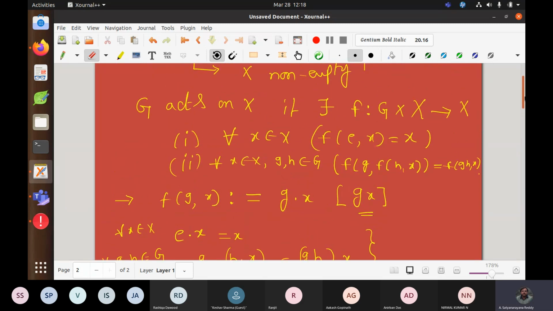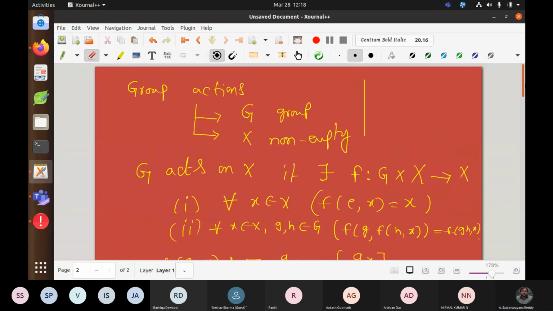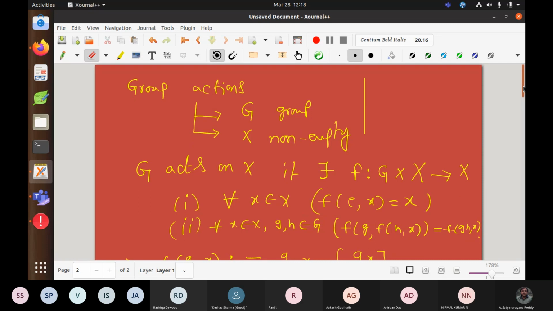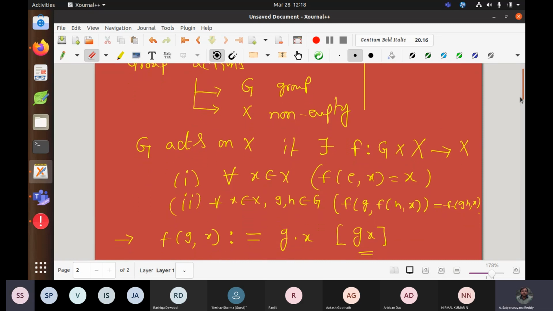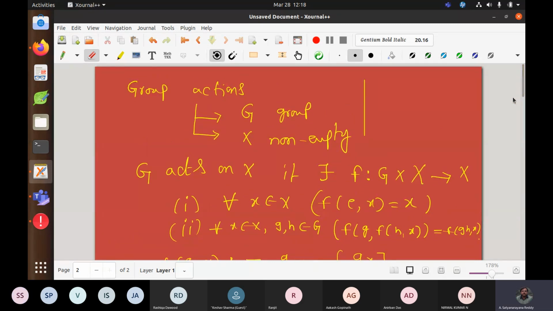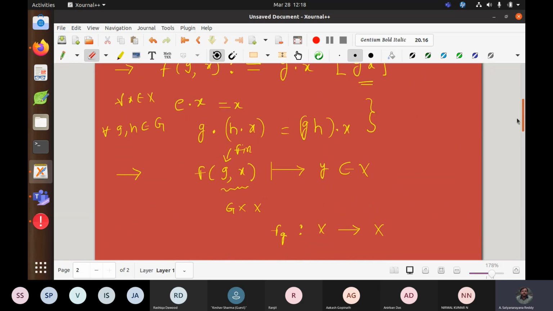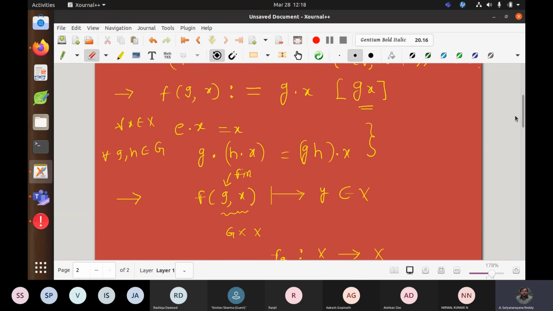So group action is clear. Group action requires two sets, G and X. G is said to act on X if there exists a function from G cross X to X satisfying these two conditions. In particular, E dot X equals X. So E is taking every element of X to X.